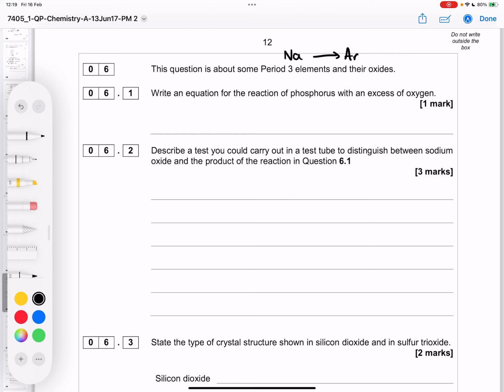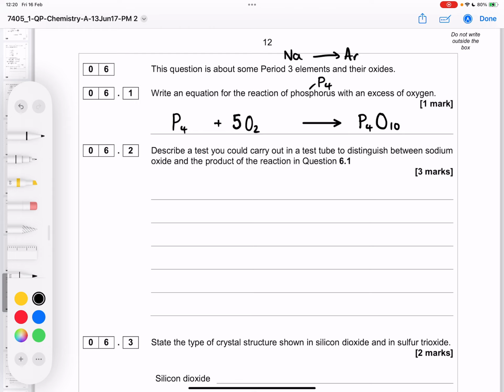So we're being asked to write for phosphorus, which we need to remember is P4. So P4 and oxygen, O2, so excess oxygen, is asking you really to remind yourself, and do you remember, the phosphorus oxide is P4O10. And so to balance that equation, you need 5 oxygens.